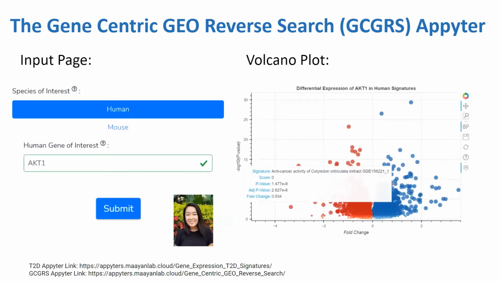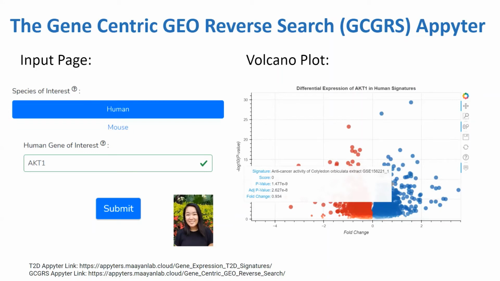The signatures are served on the gene-centric GEO reverse search appyter for user query, and the structure and design of the appyter was based on Sherry's appyter project on type 2 diabetes from our lab. On the left, you can see the input page where users can select the species and input a gene of interest into the autofill box.